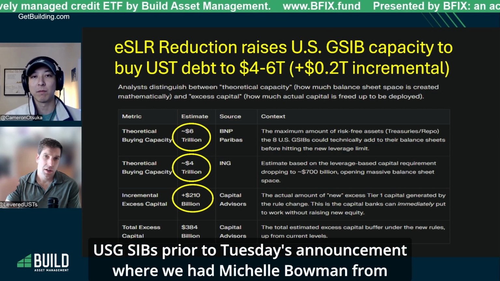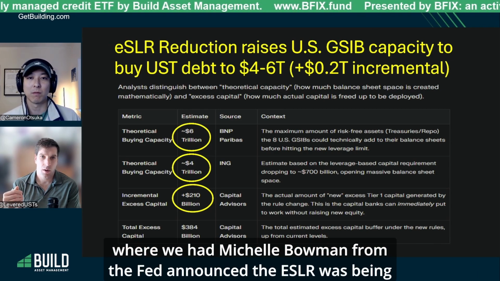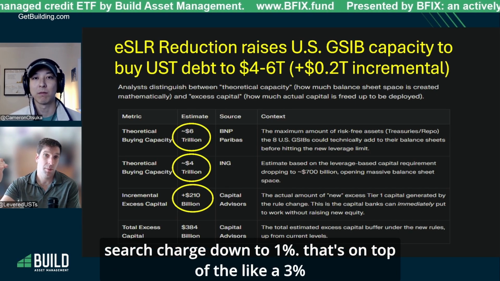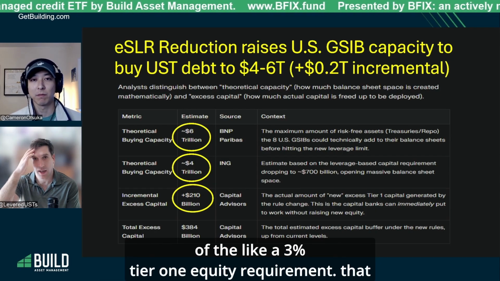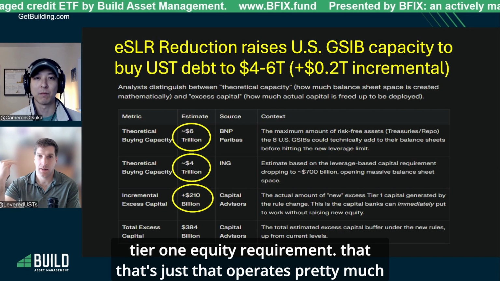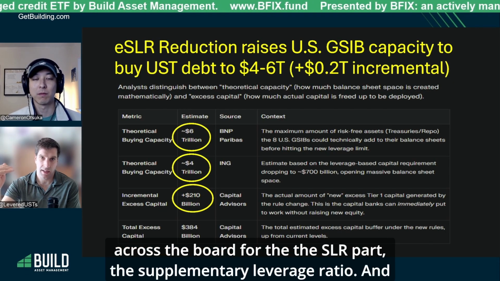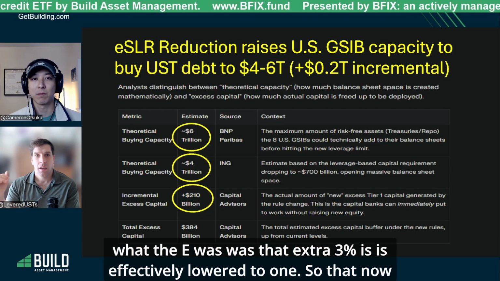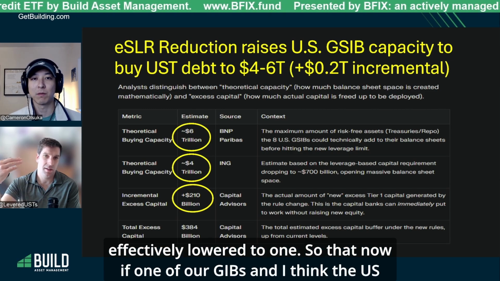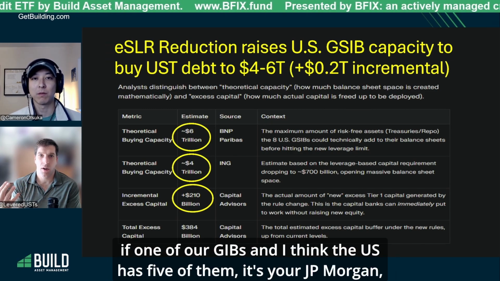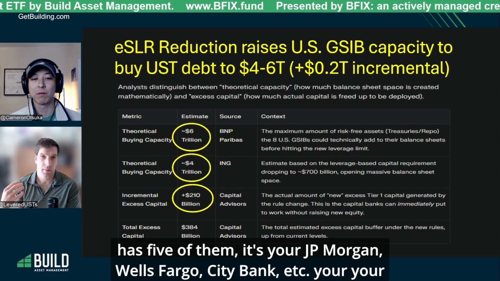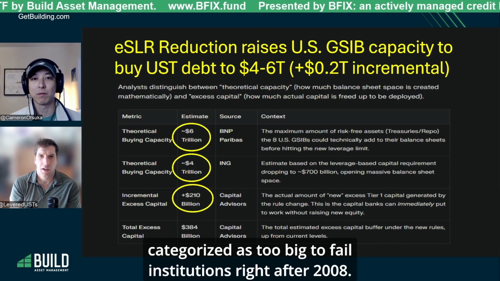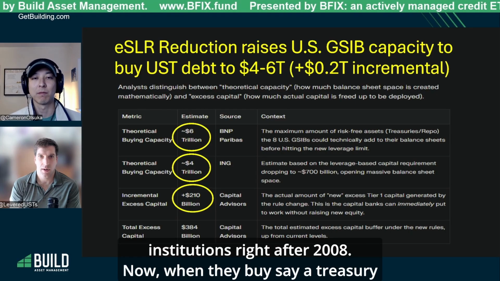So for US GSIBs, prior to Tuesday's announcement, where we had Michelle Bowman from the Fed announce the ESLR was being ratcheted down from a 3% extra capital surcharge down to 1%. That's on top of a 3% tier one equity requirement that operates pretty much across the board for the SLR part, the supplementary leverage ratio. And the E was that extra 3%, which is effectively lowered to 1, so that now if one of our GSIBs, and I think the US has 5 of them, your JP Morgan, Wells Fargo, Citibank, et cetera, your largest, what we all categorized as too big to fail institutions after 2008.